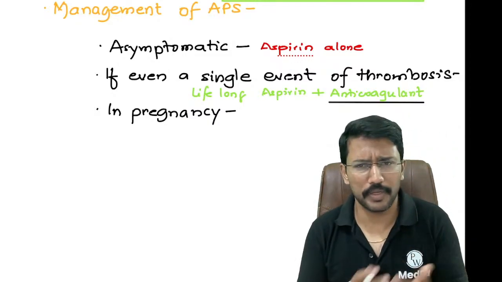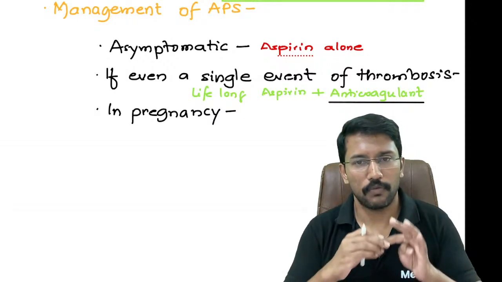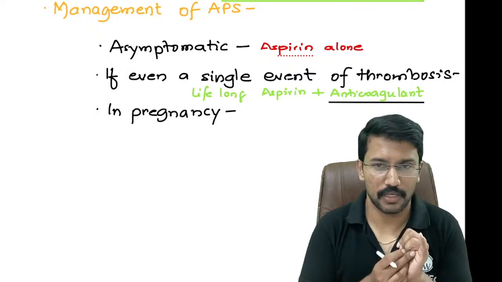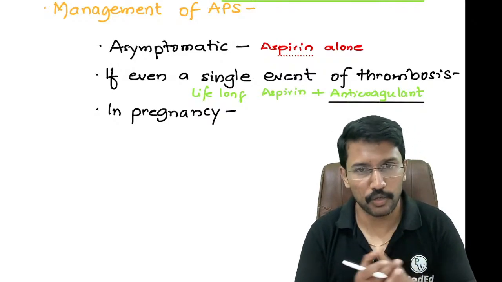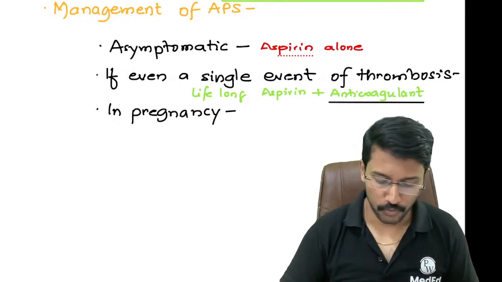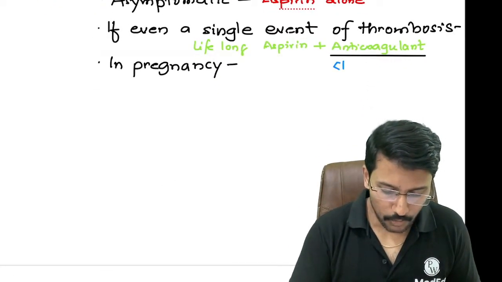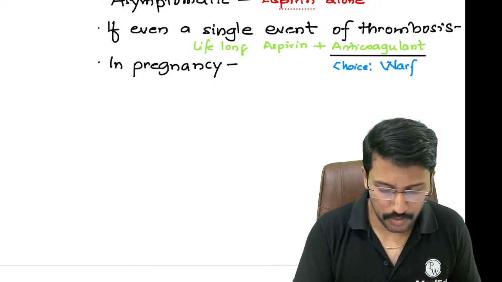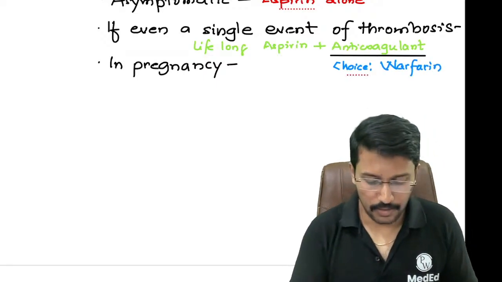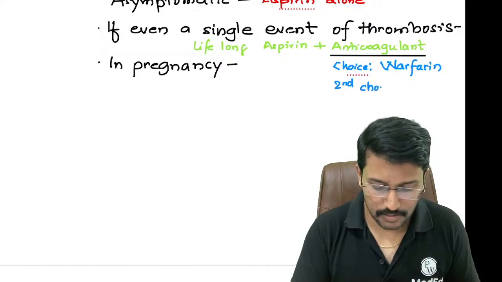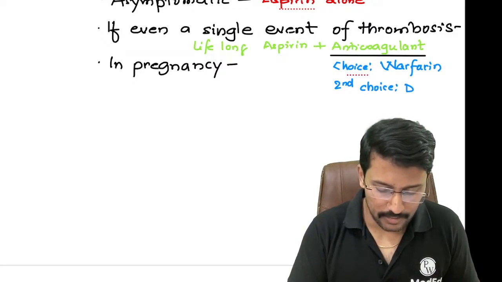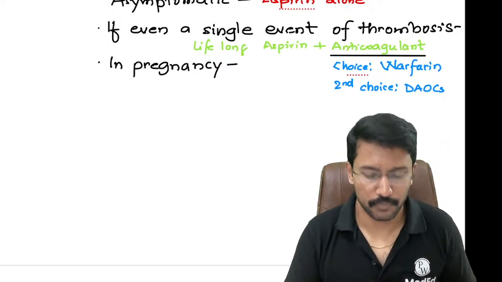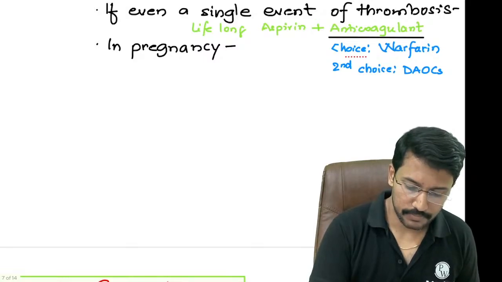See, you have so many anticoagulants, right? You have warfarin, you have direct acting oral anticoagulants like apixaban, ximelagatran, dabigatran. Then you have heparin, low molecular weight heparin. What will be the anticoagulant of choice? The anticoagulant of choice is going to be warfarin. And if warfarin is contraindicated, in such cases the second choice will be direct acting oral anticoagulants like dabigatran, ximelagatran or apixaban.